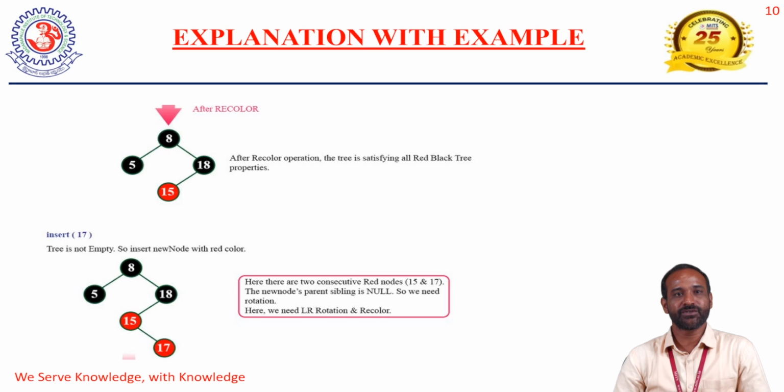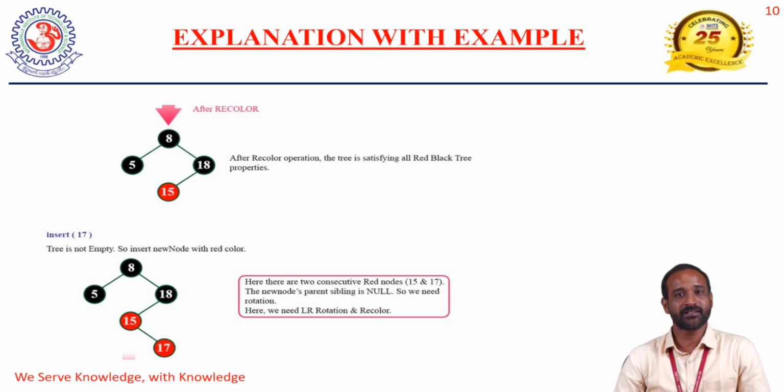Now we are going to insert a new element, that is 17. According to the BST principle, 17 is greater than 8 and greater than 15, so it is placed on the right side of 15. With red color, again the same problem came: two consecutive red nodes should not be there in a red black tree. Then what do we have to do?